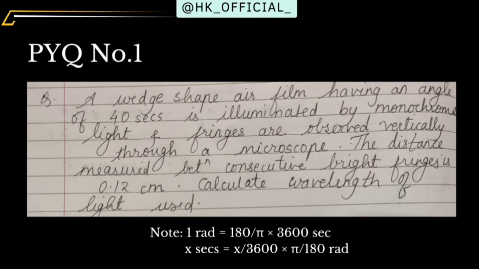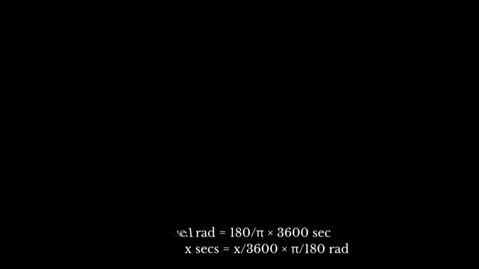Here you have to note that if you have any book with you, please write this formula. It is very important in your numericals. 1 radian is equal to 180 by pi into 3600 seconds. But most of the time we are going to use the second one, that is x seconds is equal to x upon 3600 into pi by 180 radian. For example, over here we have given 40 seconds. So we will consider 40 seconds is equal to 40 upon 3600 into pi upon 180. So we will get it in the radian format. Easy. Let's go towards the solution.